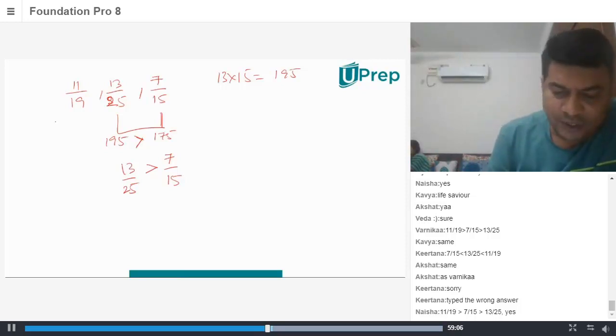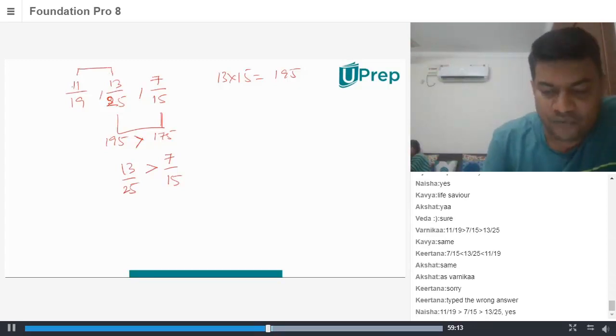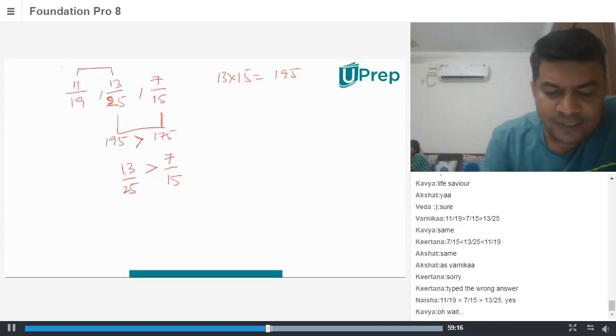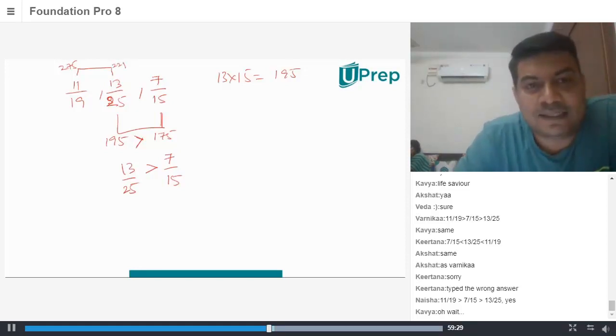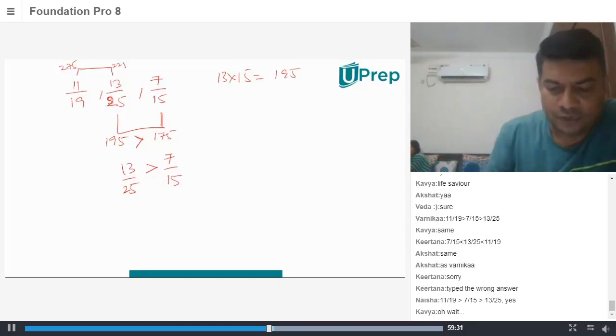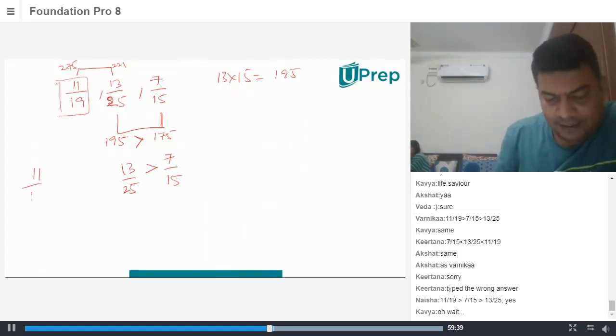Now between these two numbers, let's do this. 25 11s, 25 10s is 250, so 25 11s will be 275. And 13 19s will be 15 square minus 2 square, 225 minus 4, 221. Is that right? I'm doing mental math. Okay, so between these two, which one is greater? This is greater, right? So 11 by 19 is greater than 13 by 25.